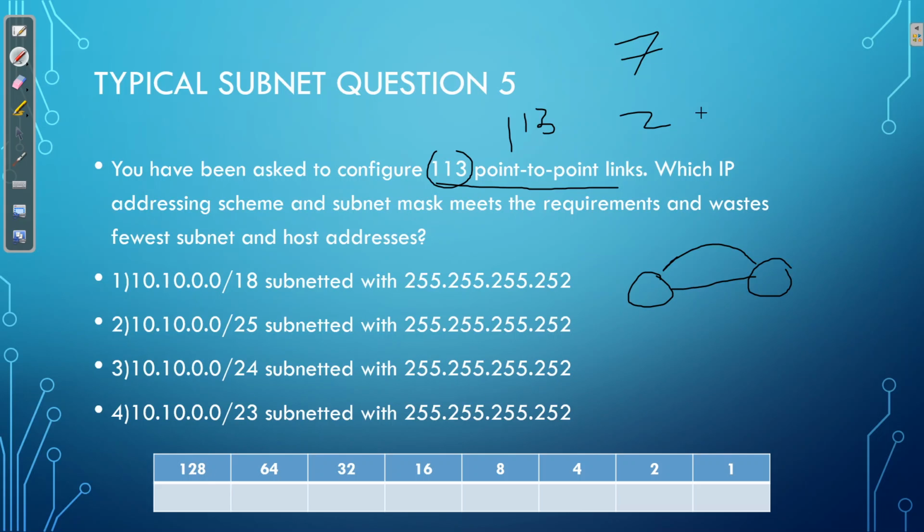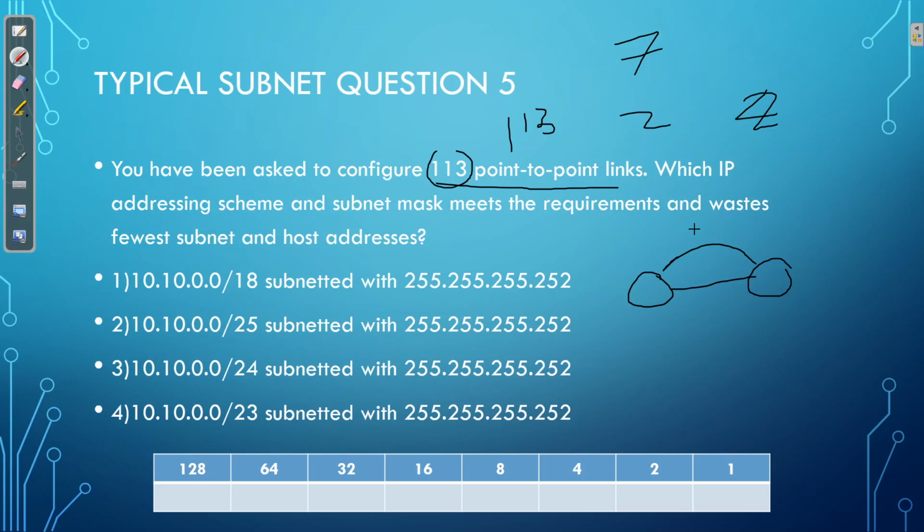To meet the host requirements, I need to have 2 host bits. The reason being is because to work out how many usable IP addresses we need, we always do 2 to the power of the host bits, minus 2. So in this case, 2 to the power of 2 is 4, minus 2 gives me 2. So I need to have 2 host bits and 7 subnet bits.